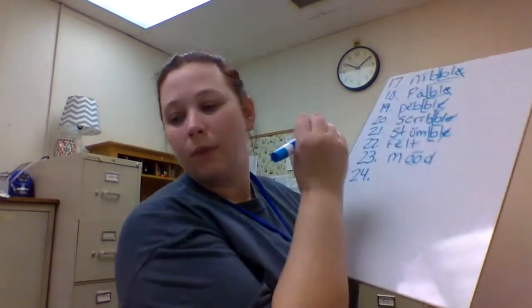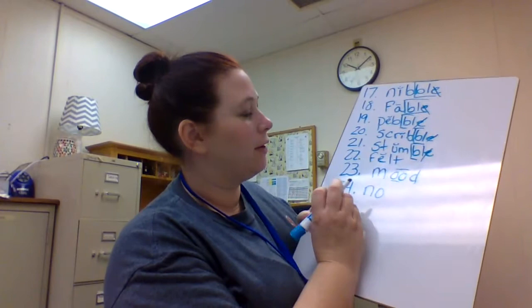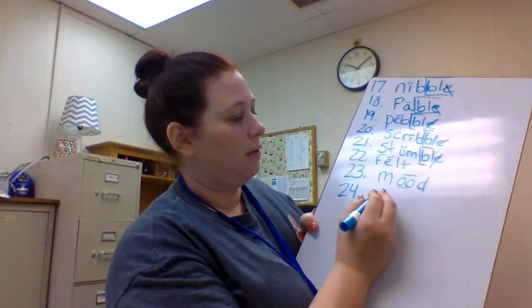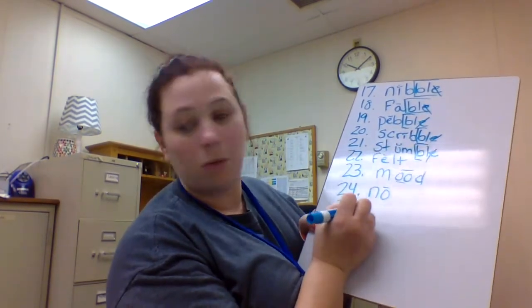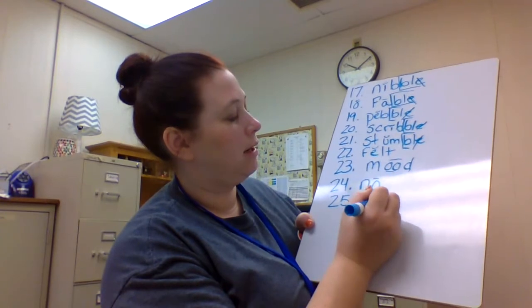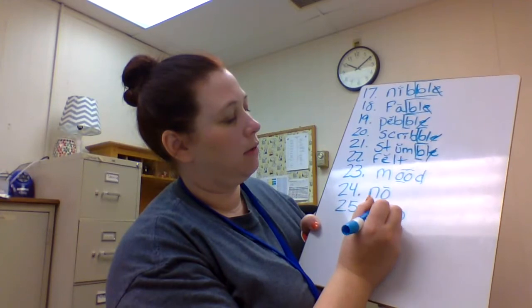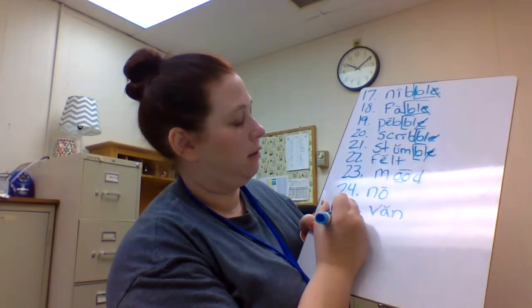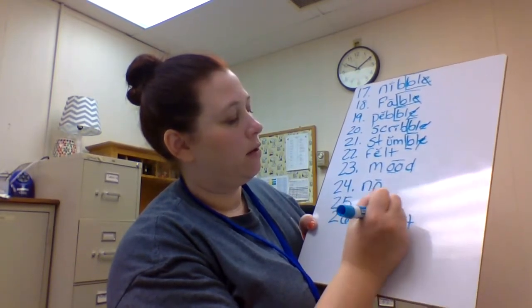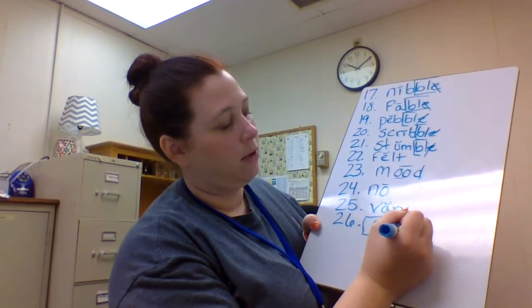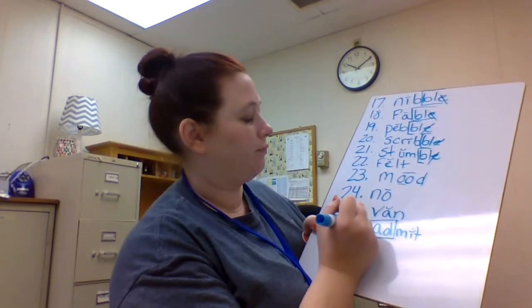24 is no. There's still an original one in there on us. We have an open vowel at the end. It gets the macron, and it's just no. 25, van. Again, we have consonant, vowel, consonant. It gets the breve, v, and n. And 26, admit. We have the suffix, and then we just have vowel consonant, so it gets the breve, admit. Alrighty.